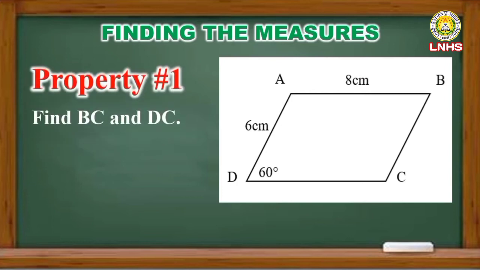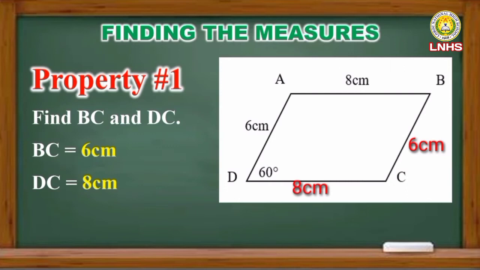Okay, example using property number 1. Find side BC and side DC using the given figure. Our side AD is equal to 6, and of course, our side BC is equal to 6. And if our side AB is equal to 8, then our side DC will become 8 centimeters also. So therefore, the measure of side BC is equal to 6 centimeters and our side DC is equal to 8 centimeters.